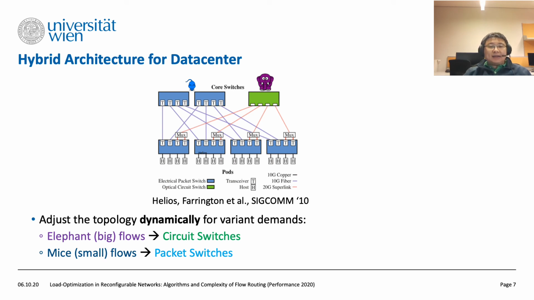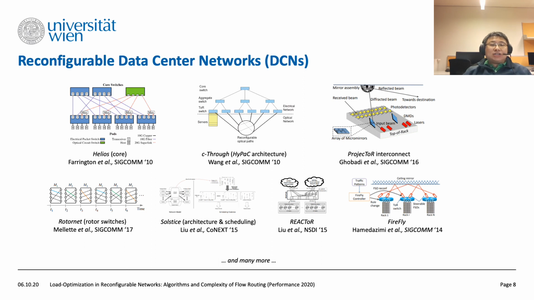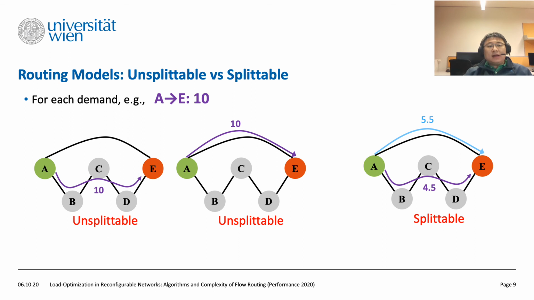The idea is to adjust the topology dynamically for varying demands, such that the big flows can go through this circuit switch, and the small flows can go through this packet switch with low bandwidth. Such reconfigurable data center networks have attracted a lot of research interest in past years, and many more works are still under construction. Let's have a quick review of routing models.